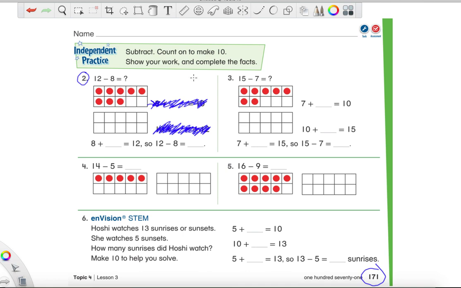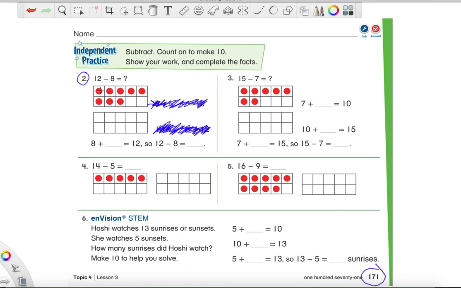Now, this looks much more simple, and it's less scary. I'm thinking you agree with me on that. So we're going to take the same steps we did on the last problem on page 170, and we're going to do the same thing.